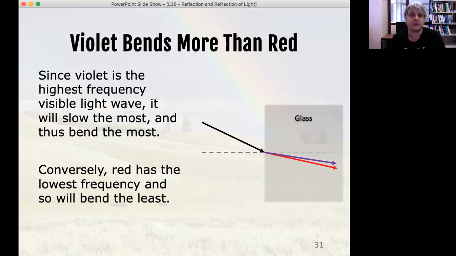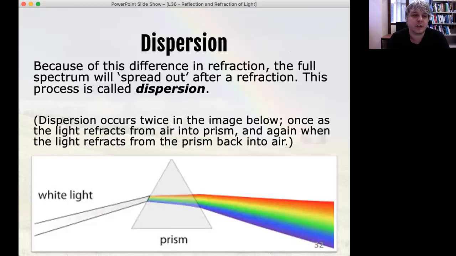So purple will bend the most, or violet. Blue will bend the next most, and then green, and then yellow, and then orange, and then red. So they'll all spread out as they bend into the glass. So we know if we have a white light ray, remember that's all the colors at once, coming into the glass block, they'll spread out. And as it bends into the glass block, the red will go one way, but the violet will go a bit further around, and the colors will spread out. And that is called dispersion. Dispersion is the spreading out of the light because the different colors have slightly different properties. Not hugely different, but enough that we can see that result.